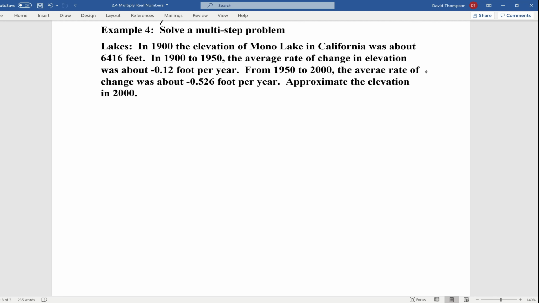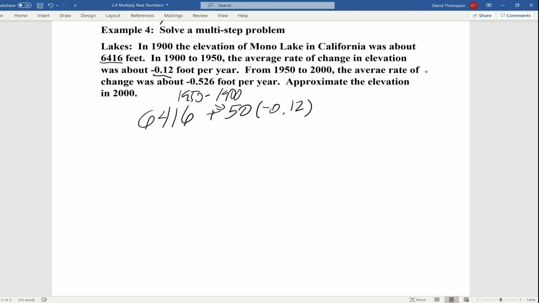So first we want to find the elevation by the end of 1950. So we're starting with 6,416 feet. And 1900 to 1950, that's going to be 50 years. This is from 1900, we'll say 1950 minus 1900, that is where my 50 comes from. And we're changing at negative 0.2 feet per year.